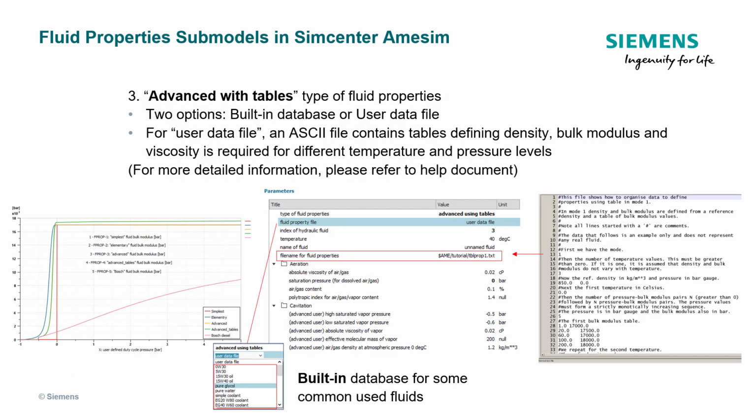For the fluid type that is associated with tables, there are two options. For the first option, there are already a lot of commonly used fluids covering different industry domains, such as engine lubricant, 5W30, 15W30, or engine coolant, where pure water and glycol are mixed with certain percentages. All these ready-to-use fluid properties are stored as a built-in database in MSim. The second option is a user data file, where we can define the fluid density, bulk modulus, and viscosity as functions of different temperature and pressure levels. There is a detailed description in the help document, and you can follow the description to create your own fluid.